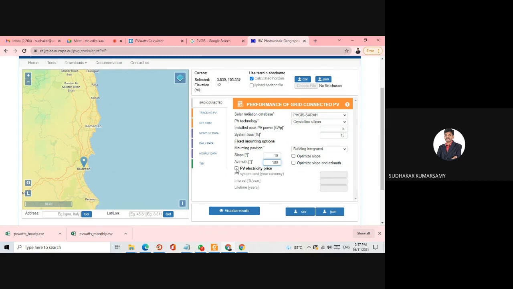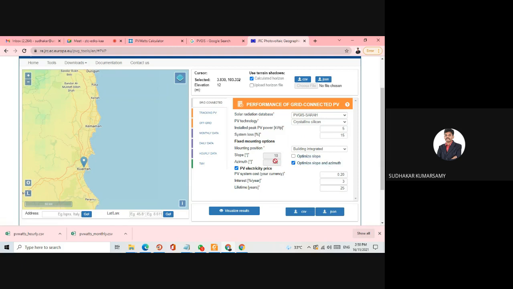And if you want to include PV electricity price, you can actually do it. So let's say 20 cents is my electricity cost. Interest rate, let's say 3%. And then lifetime, let's say 25 years. And then I can quickly do a simulation here. Here I choose crystalline silicon, okay? System loss 15%, building integrated. If you want to optimize slope, you can choose this option.